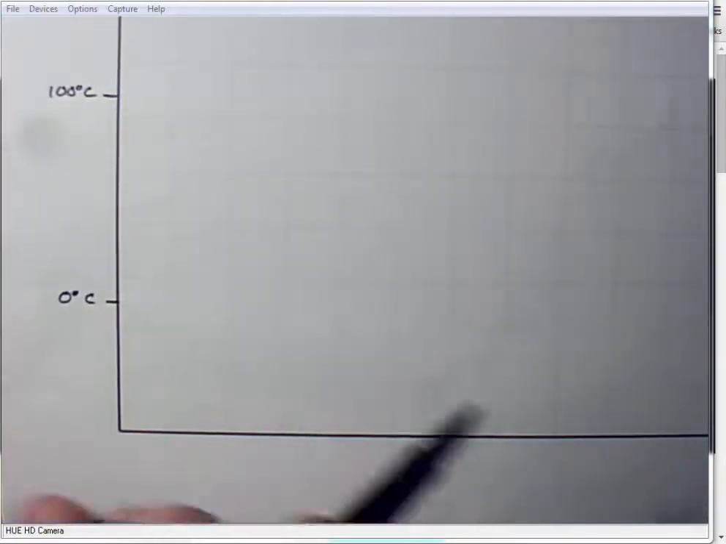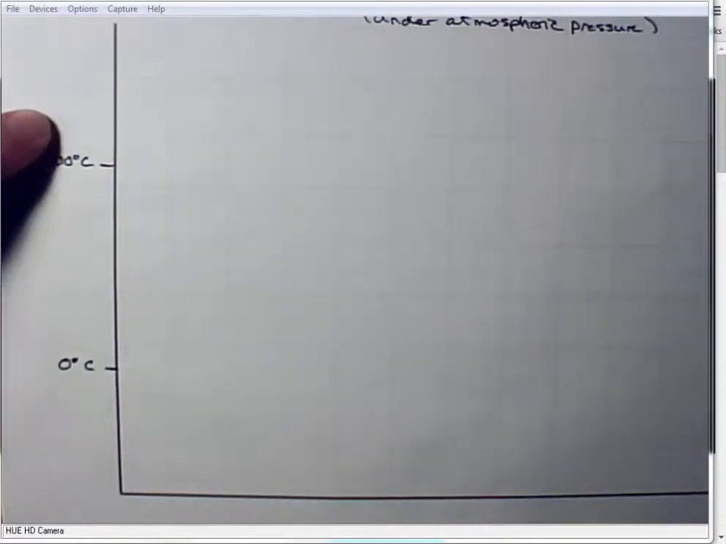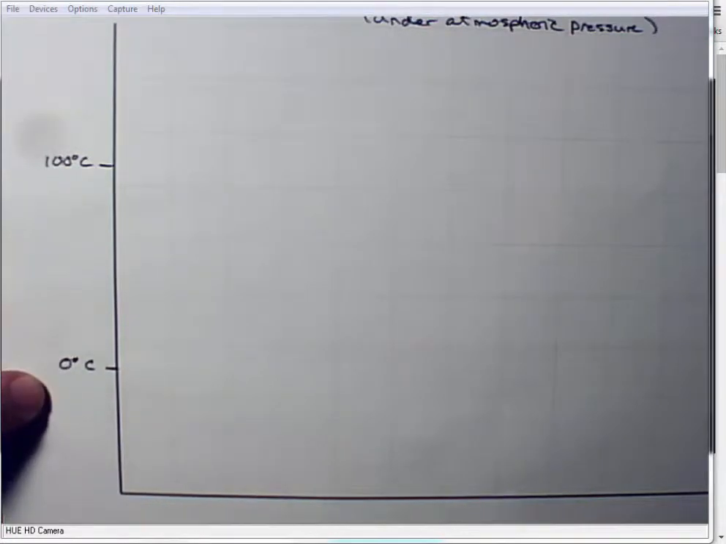I bet y'all don't even know what the Fahrenheit temperature of boiling water is, do you? Oh, very good. You do know. But 0 and 100 is a lot easier, yes? And you need to know those. Those are just values you need to memorize if you don't already know them. The freezing and melting temperature of water is 0 degrees C, and the boiling temperature is 100 degrees C.